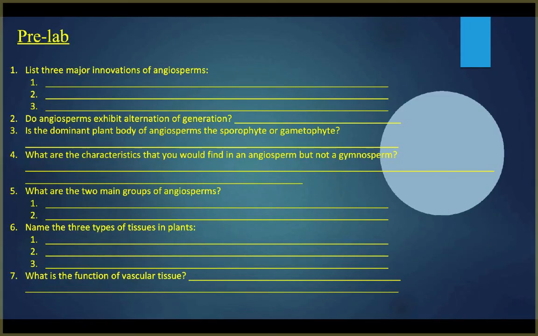So, what are the three major innovations of angiosperms? I'd almost say there's four, but I put one of them together. So we have the fact that they're vascular in nature, which is one. That they are flowered is two. And that they have fruit, enclosed seeds, which can almost go with flower too, and endosperm.